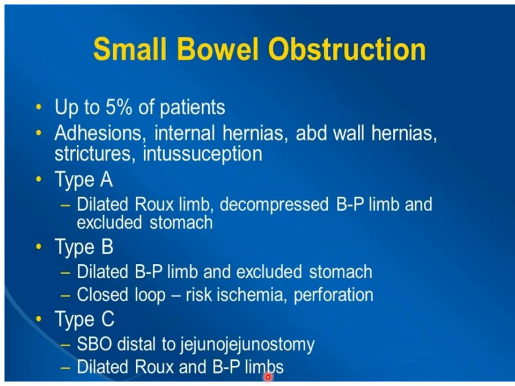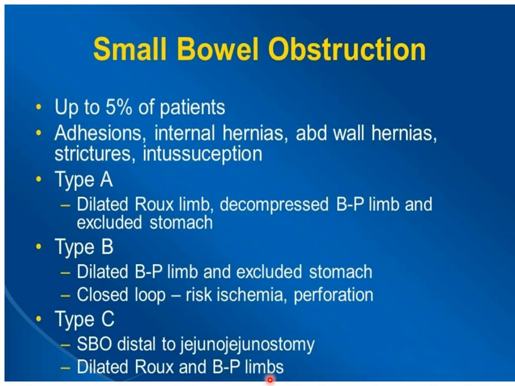Small bowel obstruction. Up to 5% of patients will develop a small bowel obstruction: adhesion, internal hernia, abdominal wall hernia, stricture, intussusception. All these are causes of small bowel obstruction. There are two types of small bowel obstruction. The first one, which is called type A: dilated Roux limb, decompressed biliopancreatic limb, and excluded stomach. It means that the Roux limbs are dilated, while the biliopancreatic limb and also the excluded stomach, which are not functioning, will be decompressed.